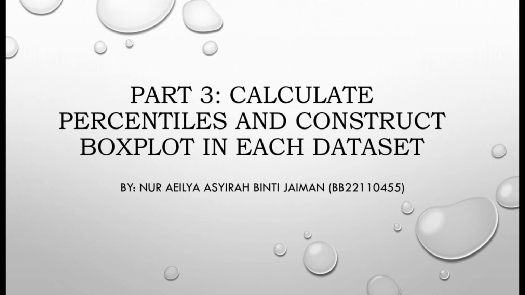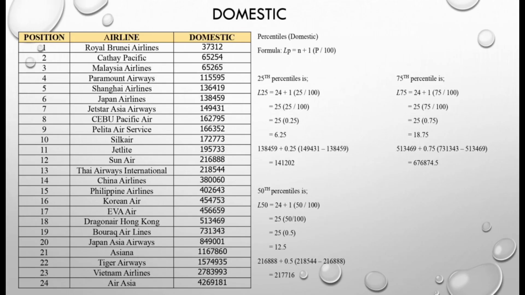I will be presenting part 3, which is calculating percentiles and constructing a box plot in each dataset. The formula for percentiles is L_P equals (n plus 1) times P divided by 100. For the first quartile, I got 141,202. The 50th percentile, I got 217,716. And the third quartile, I got 676,074.5 for domestic.